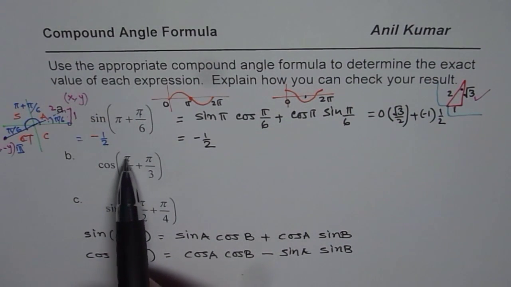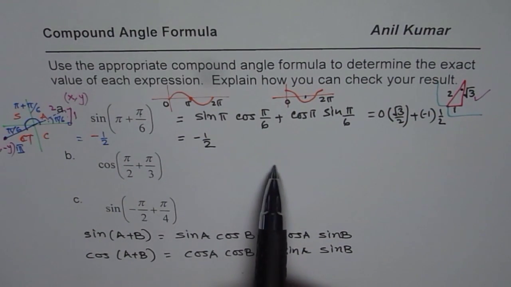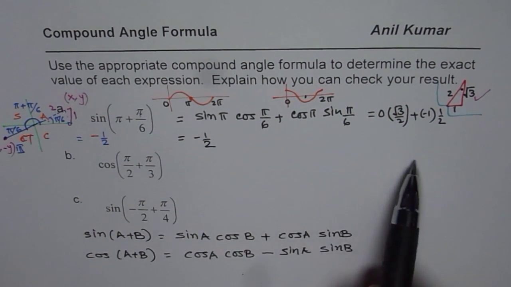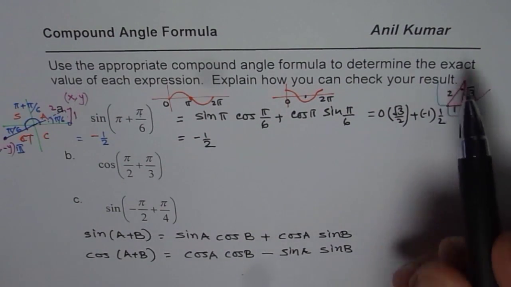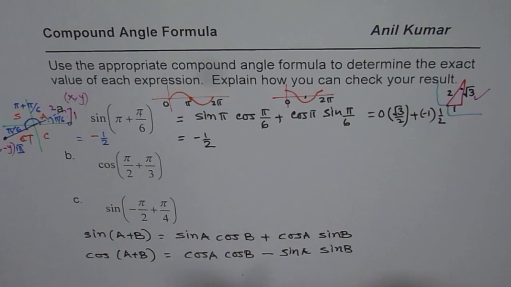So you can say cos pi by 2 plus cos pi by 3 minus sin pi by 2 sin pi by 3. Plug in the values. Pi by 3 is this angle, right? So we can write down the values and fine.